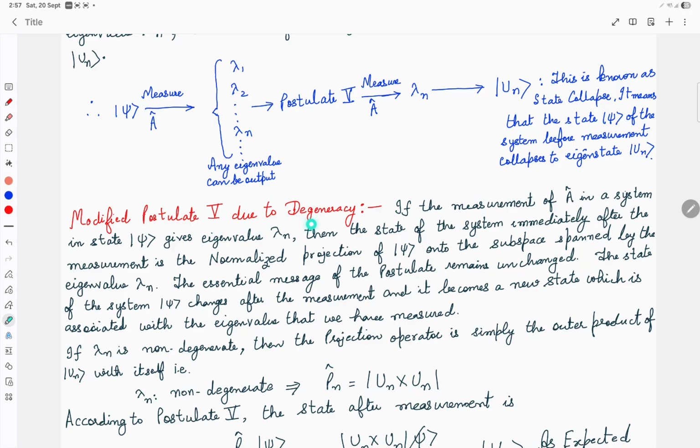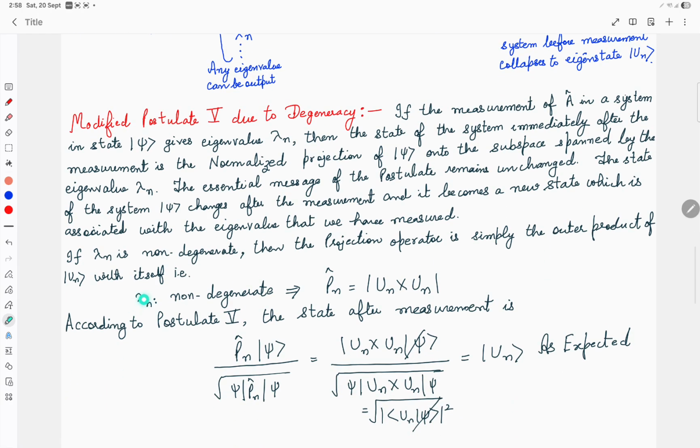Modified postulate 5 due to degeneracy. If the measurement of A in a system in the state ket psi gives eigenvalue lambda n, then the state of the system immediately after the measurement is the normalized projection of psi onto the subspace spanned by the eigenvectors of that eigenvalue. The essential message of postulate 5 remains unchanged. The state of the system ket psi changes after measurement and becomes a new state, which is associated with the eigenvalue that we have measured.